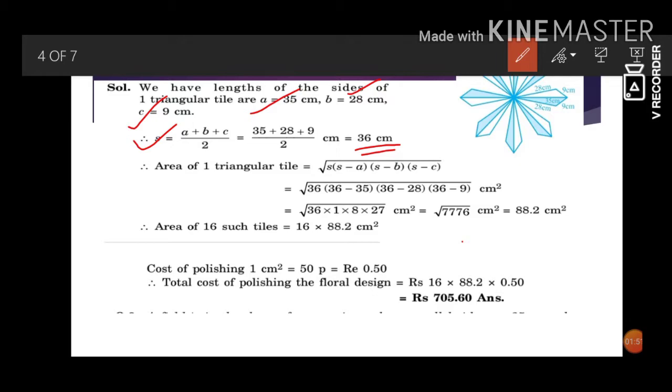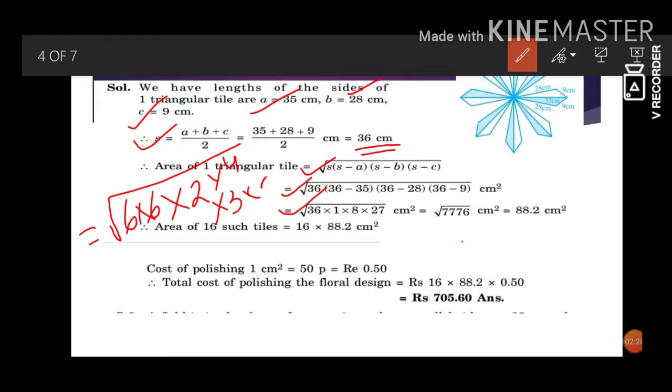So area of one triangular tile is root under S into (S minus A) into (S minus B) into (S minus C), which is equal to root under 36 into (36 minus 35), (36 minus 28) and (36 minus 9), which will give us root under 36 into 1 into 8 into 27. If we break them into primes, we can write 36 as 6 into 6, 8 can be written as 2 into 4 and 27 can be written as 3 into 9.